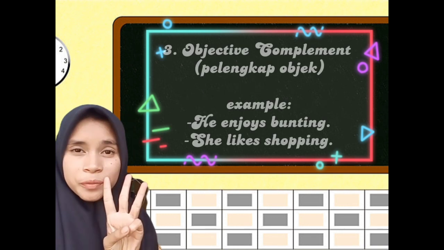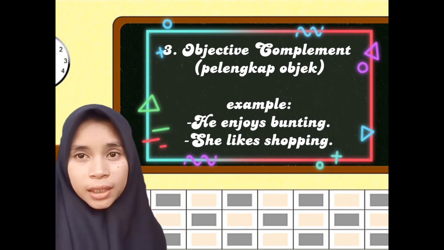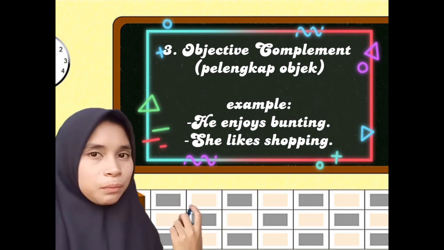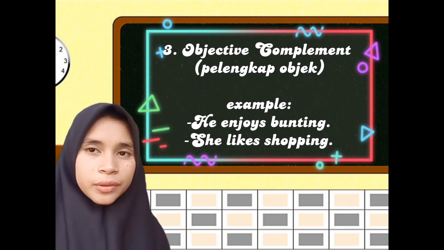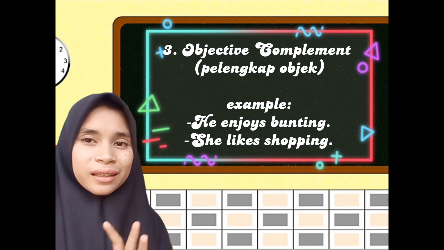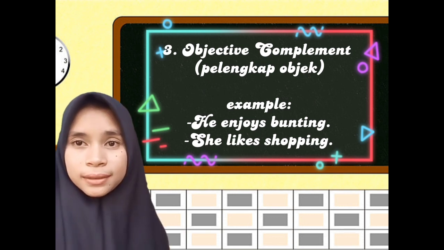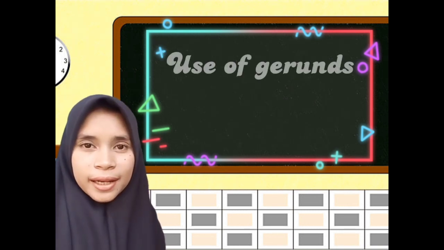Number 3 types of gerund is objective complement or pelengkap objek. The example of objective complement we can see. Let's read together. He enjoys hunting. Hunting. Next, she likes shopping. Shopping. Okay, let's move to the next slide.